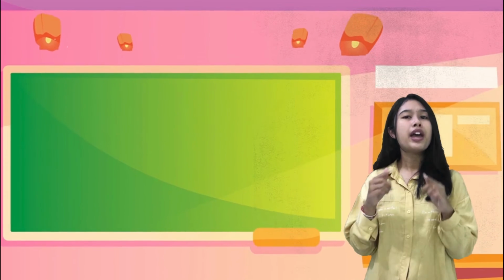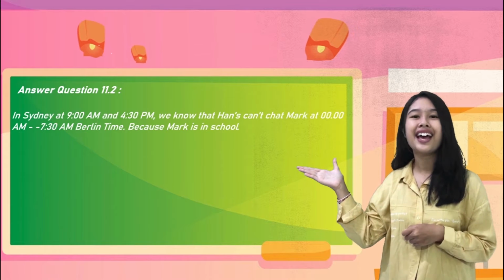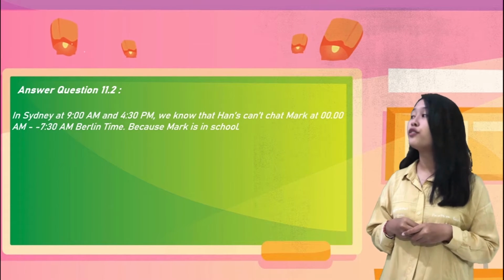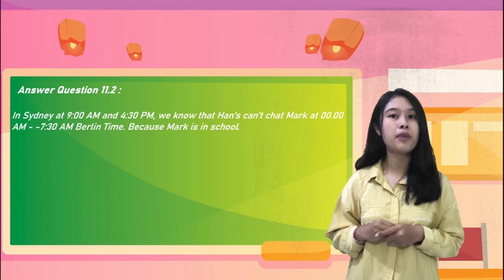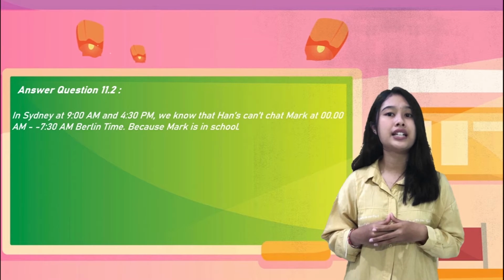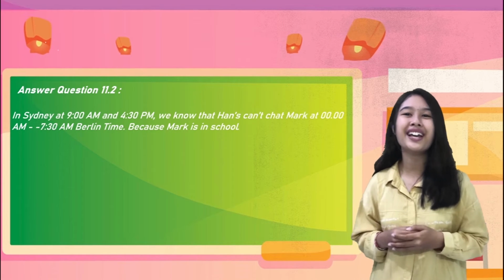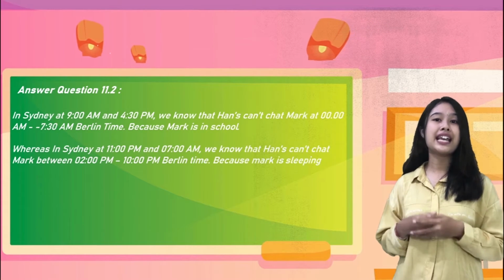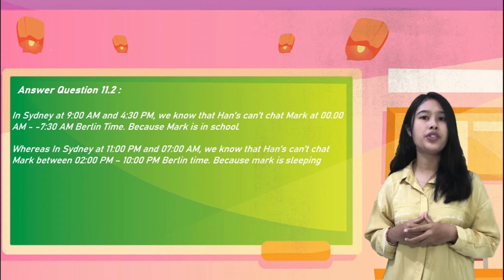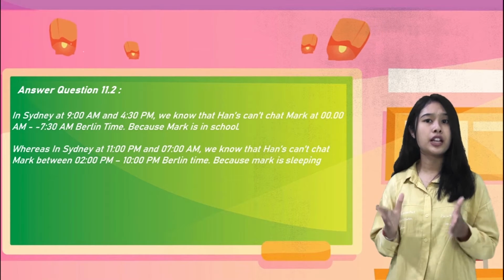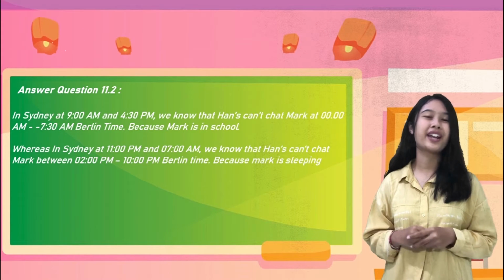Okay, to be able to answer that, now look in Sydney at 9 a.m. and 4:30 p.m. We know that Hans can chat with Mark at 0 a.m. until 7:30 a.m. Berlin time, because Mark is in school. Whereas in Sydney at 11 p.m. and 7 a.m., we know that Hans can chat with Mark between 2 p.m. until 10 p.m. Berlin time, because Mark is sleeping.